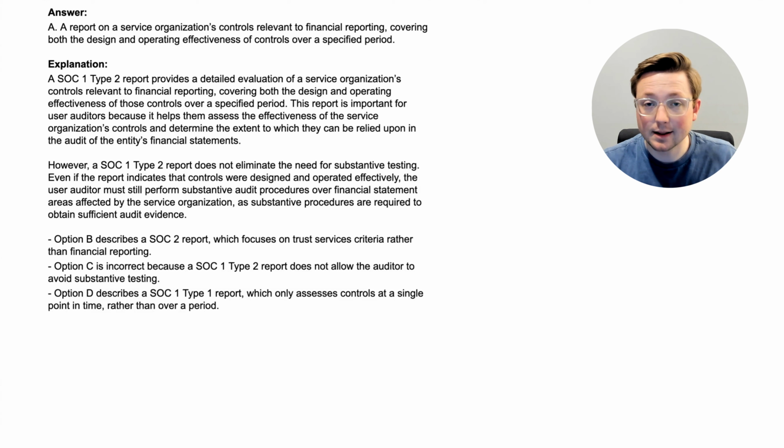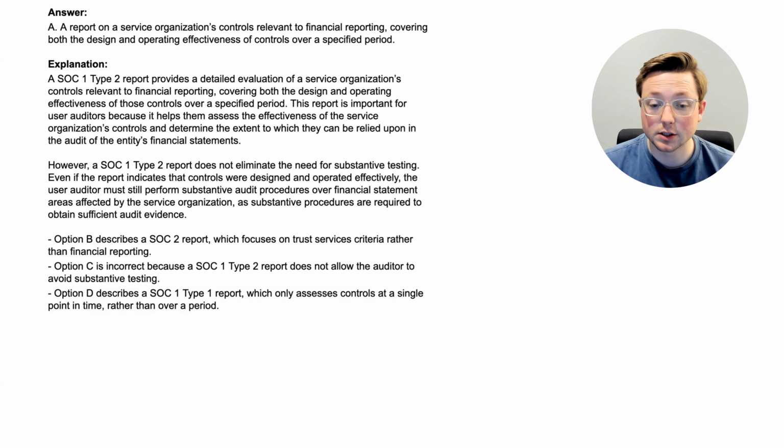The user auditor still has to test the areas that are affected by the service organization in the audit, even with the report from the service organization. So I just want to make sure that's clear. Let's talk about the other options. Option B describes a SOC 2 report, which focuses on trust services criteria rather than financial reporting. Option C is incorrect because a SOC 1 Type 2 report does not allow the auditor to avoid substantive testing, and again, we just talked about that.